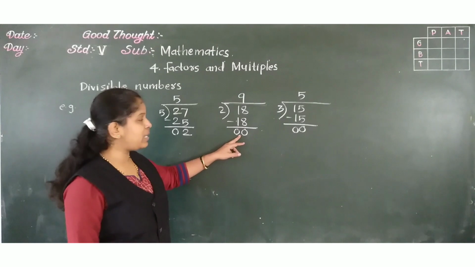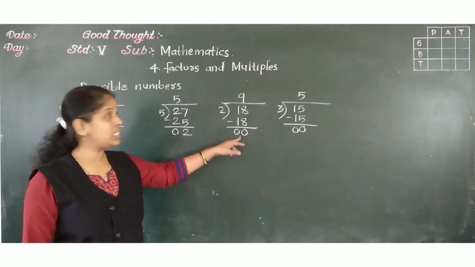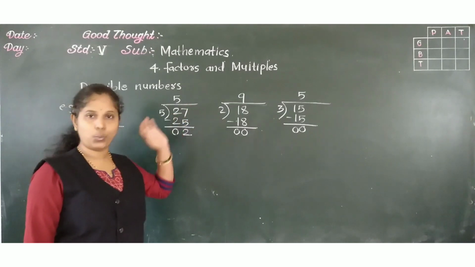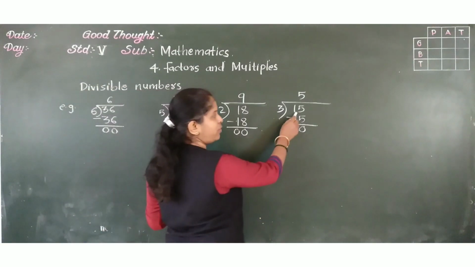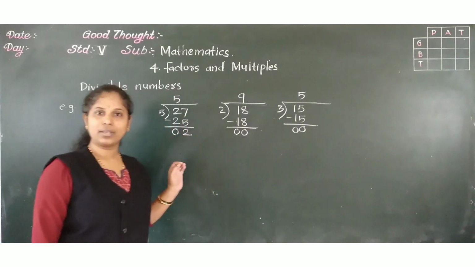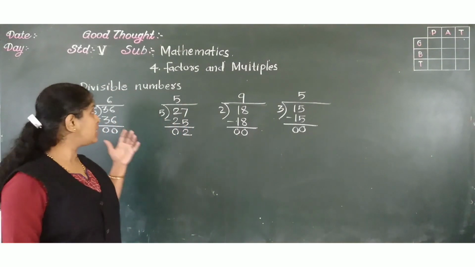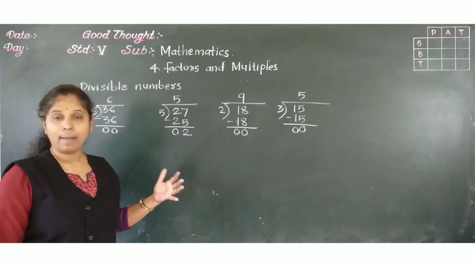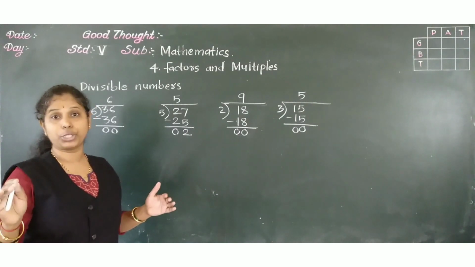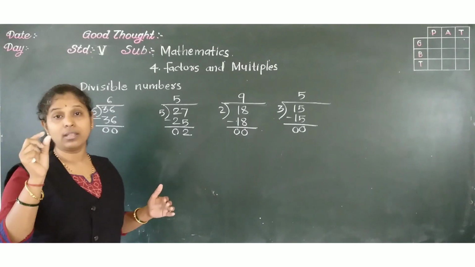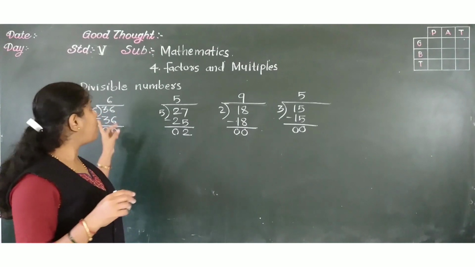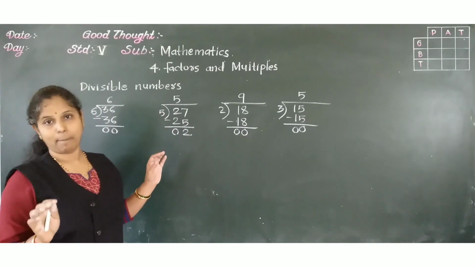18, again see the remainder is 0. That means 18 is completely divisible by 2. And 15 is also completely divisible by 3. Understand the meaning of divisible? म्हणजे काय? आपण एखाद्या नंबरला completely divide करू शकतो. After division जेव्हा remainder 0 मिळतं, that is called a completely divisible number. Okay.